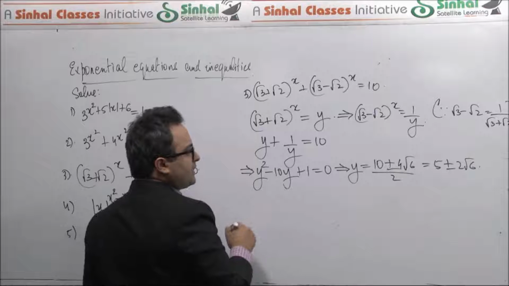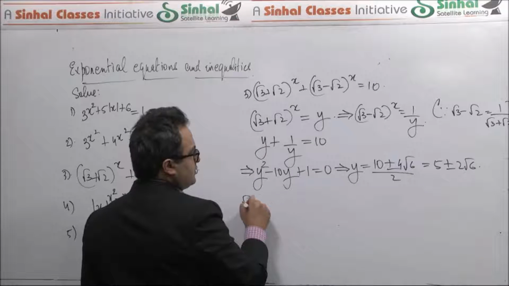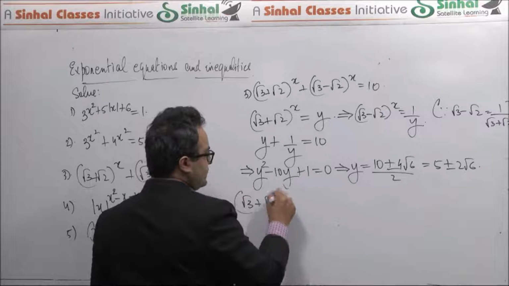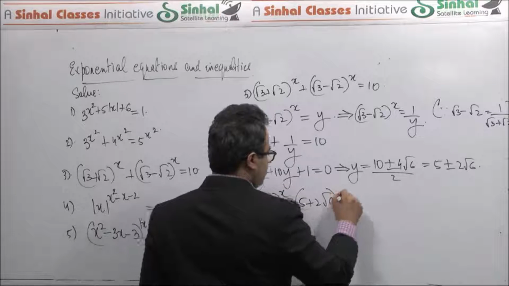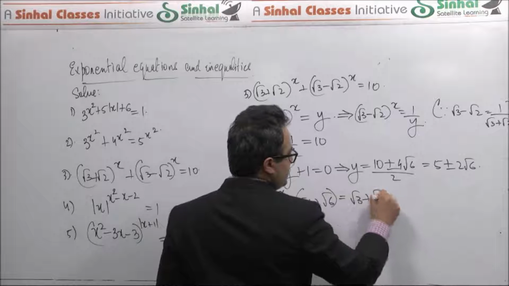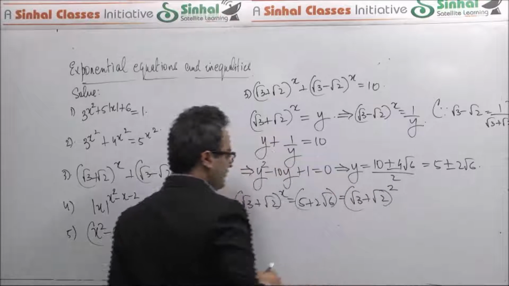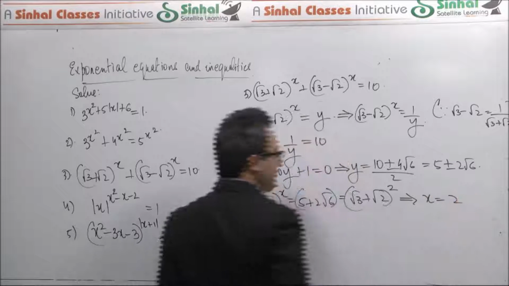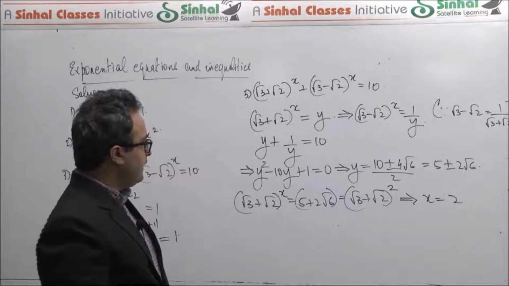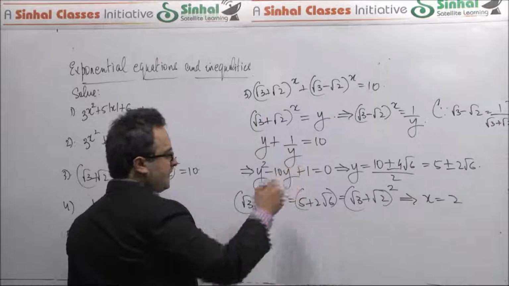So one value of y is 5 plus 2 root 6. So root 3 plus root 2 raised to x is 5 plus 2 root 6, which is the same as root 3 plus root 2 square, again by observation. So one value of x is definitely 2, and the other value of y is 5 minus 2 root 6.